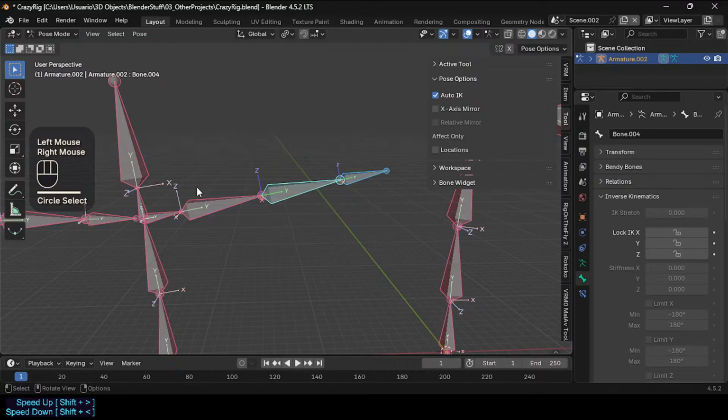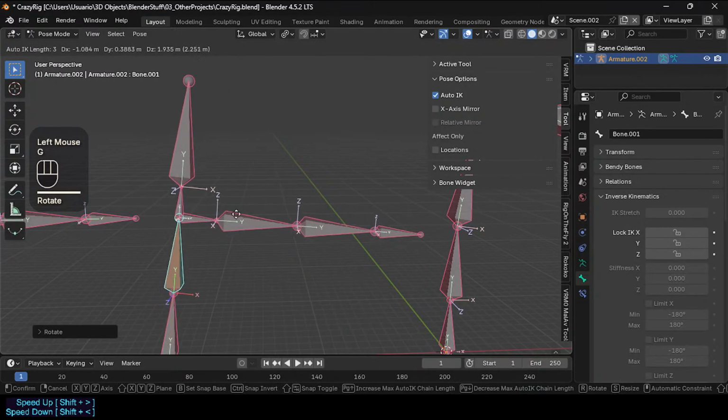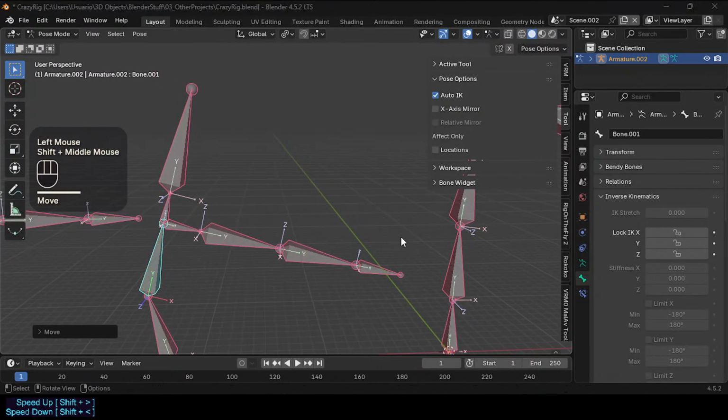So okay, you have this spinning and this spinning, but what if I don't want to pin at all and do the Auto IK, right? So here I don't have a great answer.